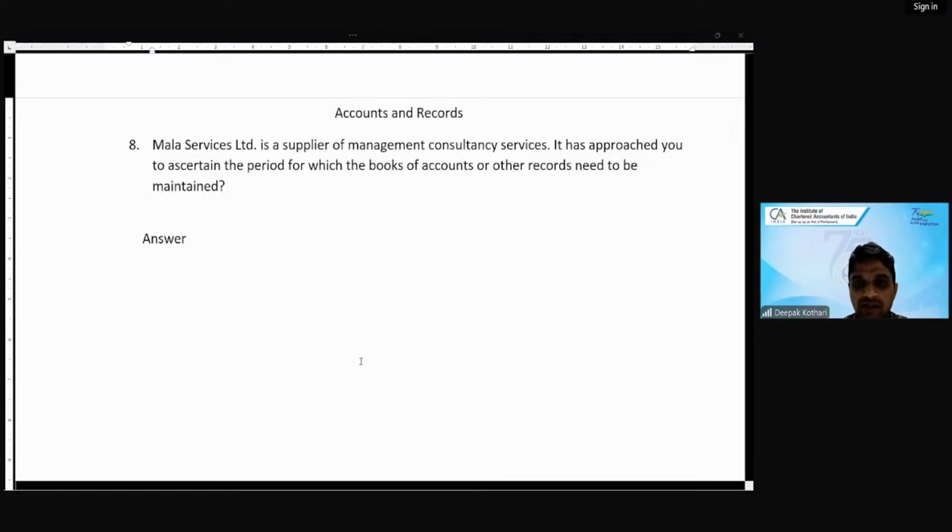72 months, that is 6 years. Miss Pooja is saying 6 years. As per section 36, Ishan is saying the books shall be maintained for a period of 72 months from the due date of furnishing the annual return for the year to which the books of accounts pertain. Okay. Anyone else?